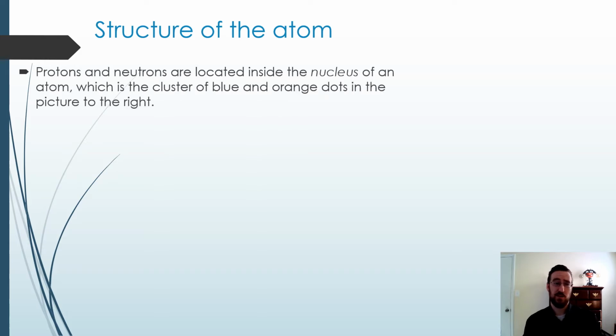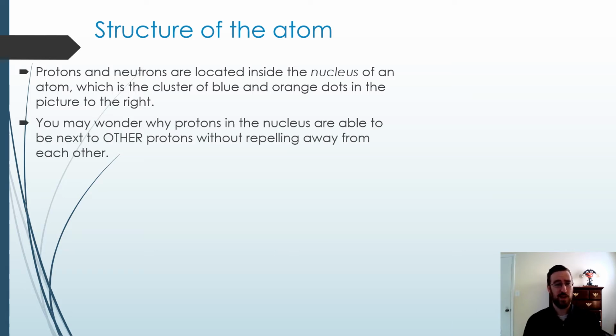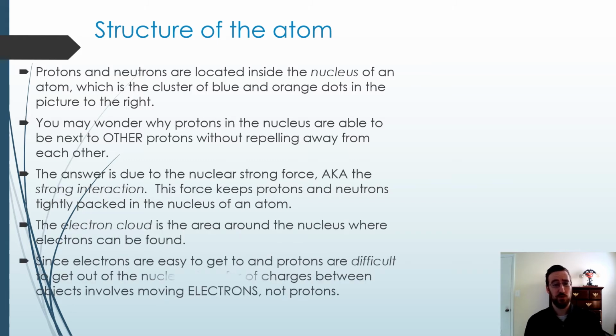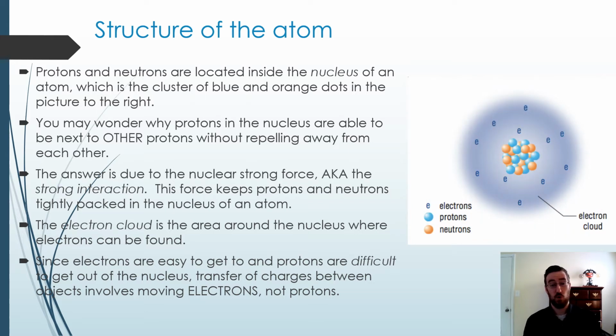So the structure of the atom is important for understanding electrostatic concepts. Protons and neutrons are located inside the nucleus of an atom, which is the very center of an atom, the dense core of an atom. And you may wonder why protons in the nucleus are able to be next to other protons without repelling away from each other. It's due to the nuclear strong force, which binds them together. This allows them to stay compact in the center of the nucleus and not get away from each other, because normally two protons would want to repel each other.